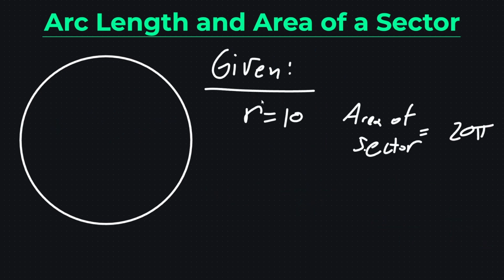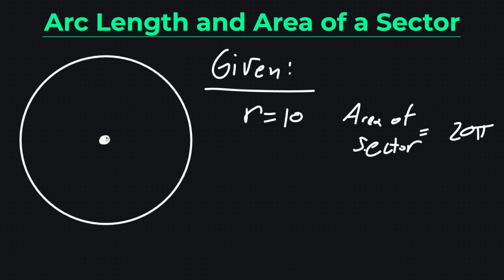Now, oftentimes in math, you're given a formula and they tell you how to work it forwards, forwards, forwards until you're comfortable. And then they have you go backwards. And we're going to work with one of those situations. So here we have a given radius of 10 and an area of the sector being 20 pi.